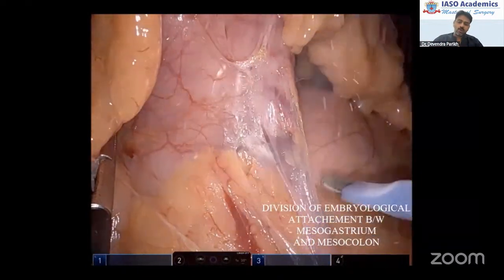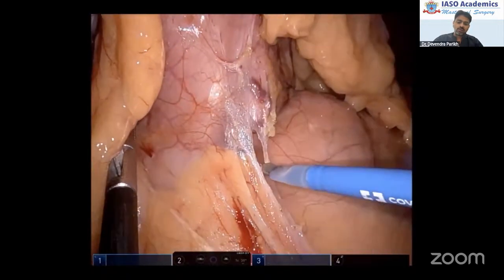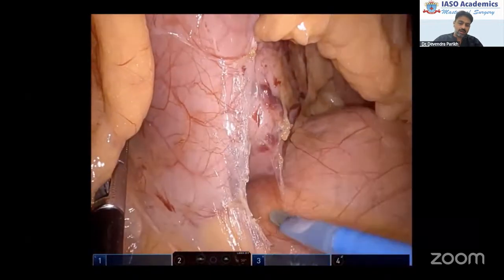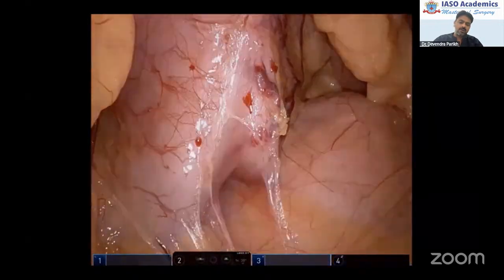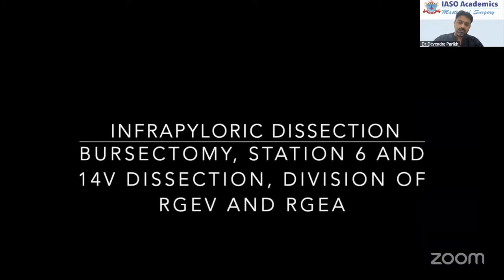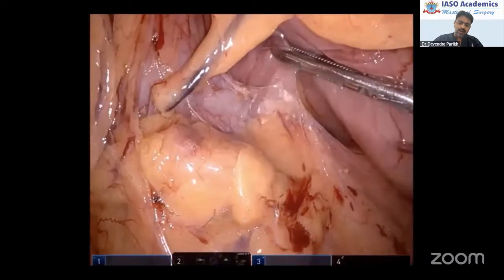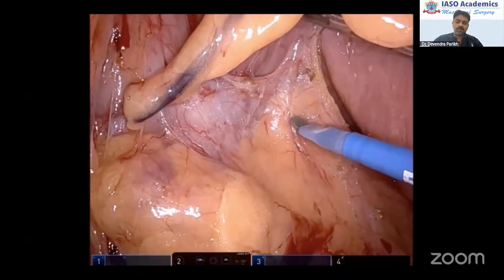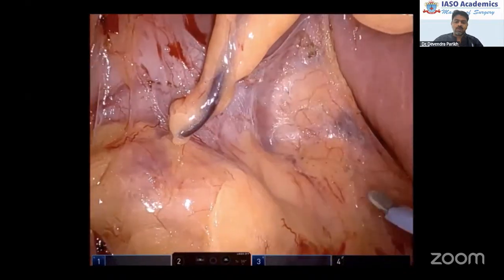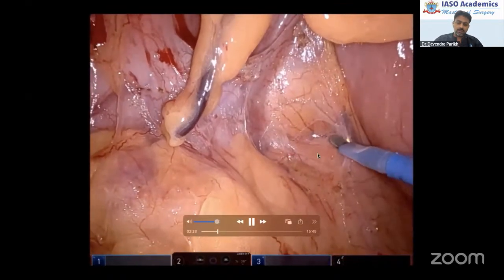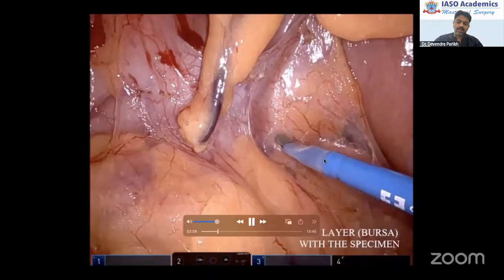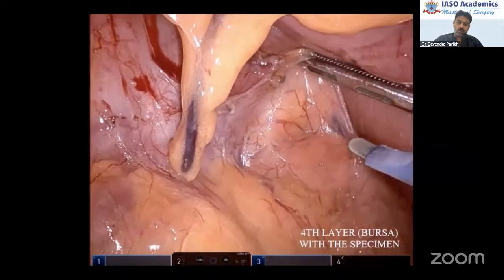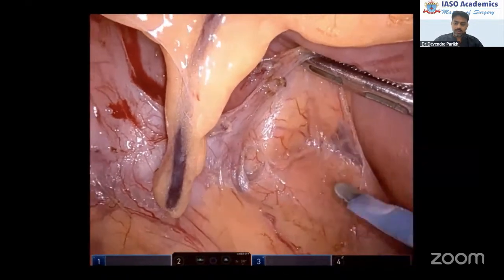Once operability is confirmed, we start dissecting along the embryological plane, separate the mesogastrium from the mesocolon and the underlying pancreas. Usually, we get a very good plane of dissection in between. Once we define the correct plane of dissection, we have to simply follow the plane, and that plane will lead us to the subsequent steps. As you can see here, we are working on the anterior surface of the pancreas. My spatula is working in between the fourth layer of omentum and anterior surface of pancreas.